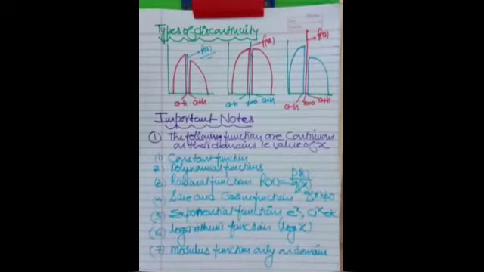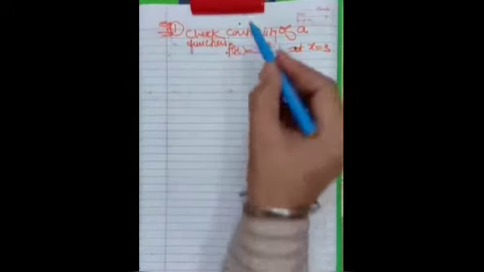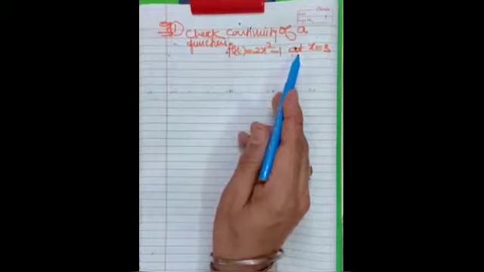Now I am going to start how to check the continuity of a function. How can we judge the continuity of a given function? Come to this question. Check the continuity of the function f(x) equals 2x square minus 1 at x equals 3.